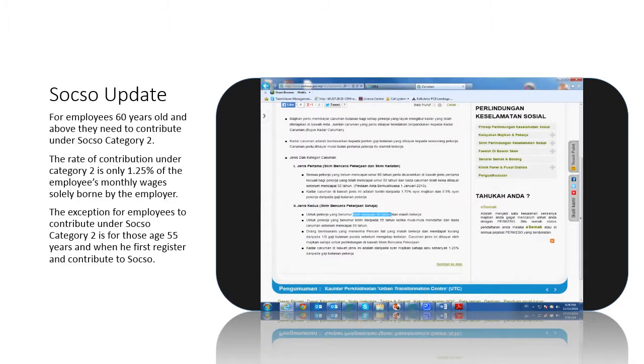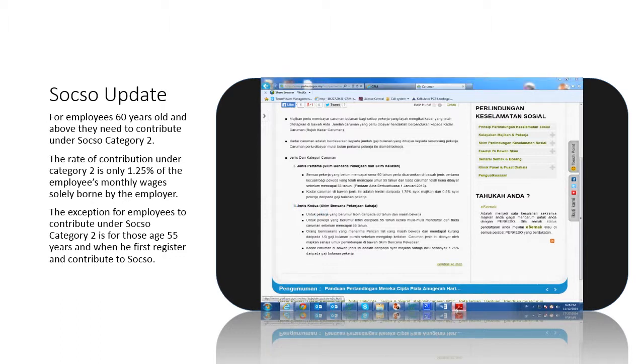Employees 60 years old and above need to contribute under SOCSO Category 2. The rate of contribution under Category 2 is only 1.25% of the employee's monthly wages, solely borne by the employer.